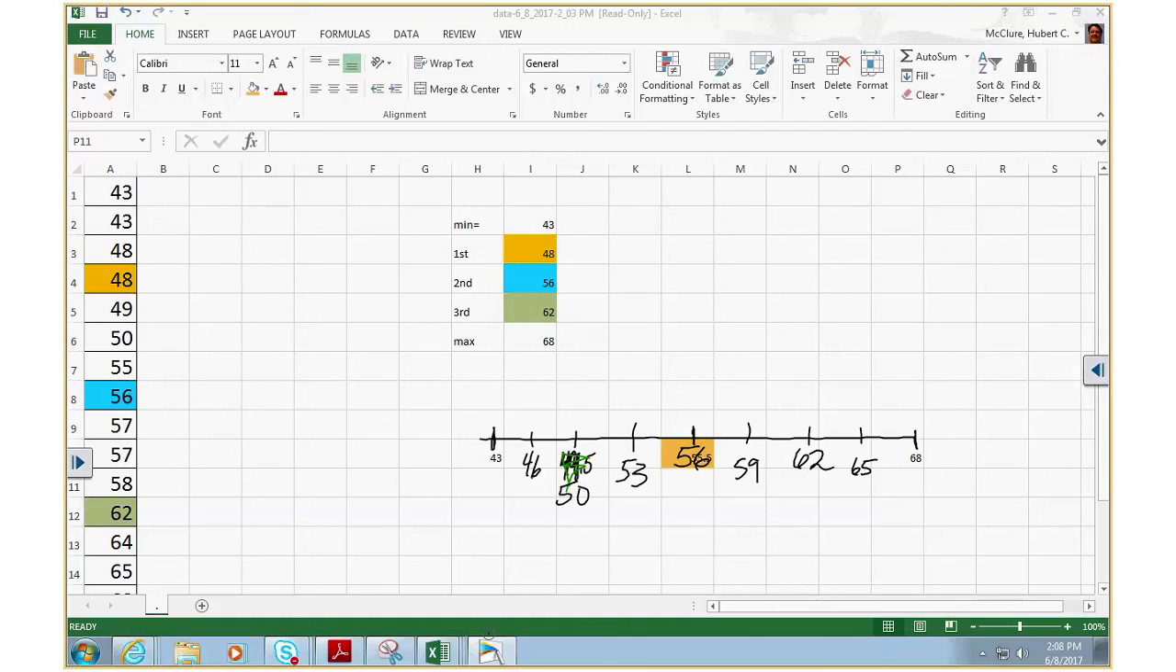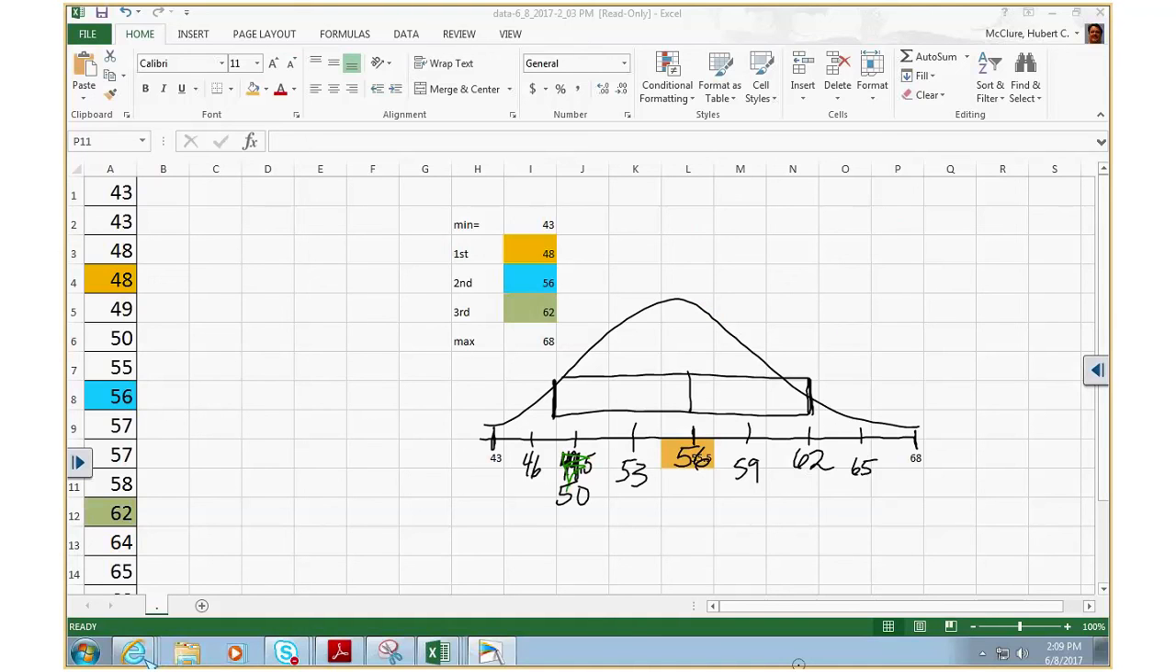All right, first, 48. 48 is right in here. Your 62 is right here. And the median is 56. So is this a normal distribution? Yeah. Pretty much. That's how you do your 5-number summary.